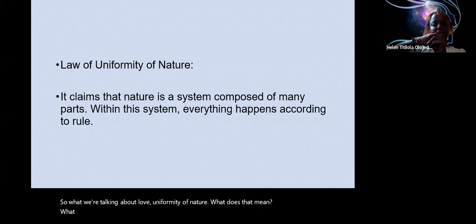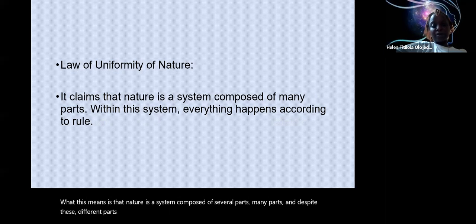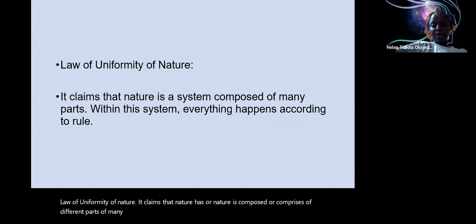What this means is that nature is a system composed of several parts, many parts. And despite these different parts that we can find in nature or in the system, everything happens according to rule. Law of uniformity of nature claims that nature comprises different parts, many parts. So within this system of nature, everything happens according to rule.